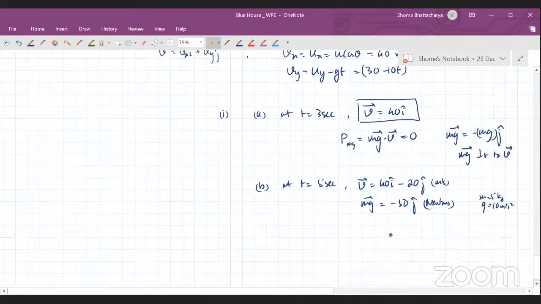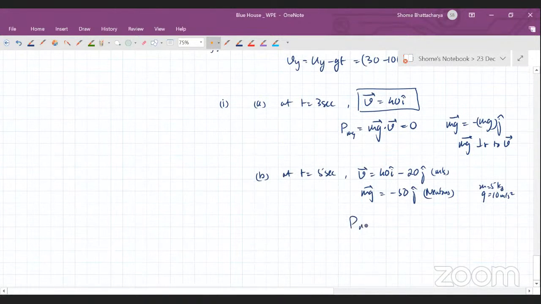So the instantaneous power delivered by mg will become plus 1000 watts.